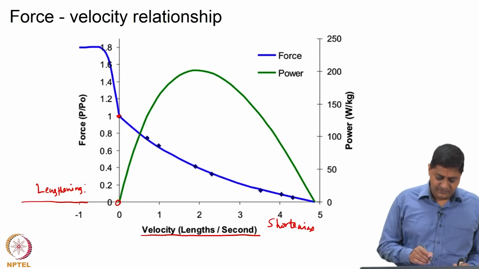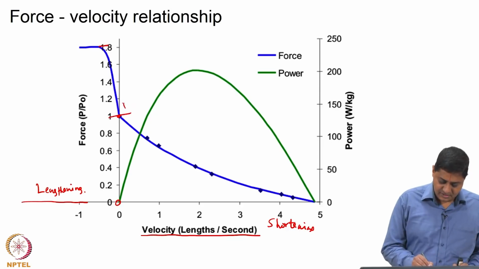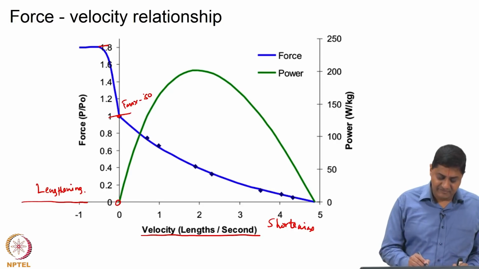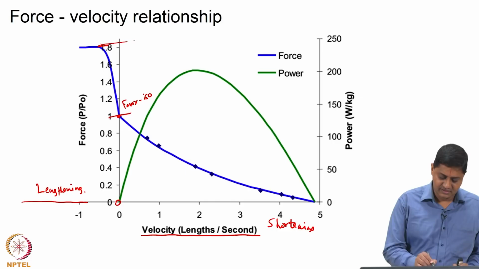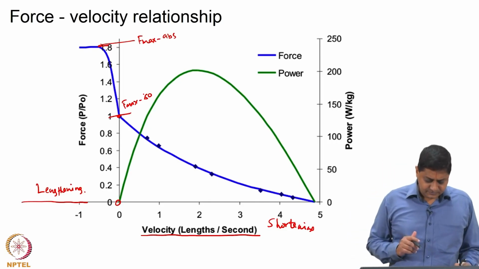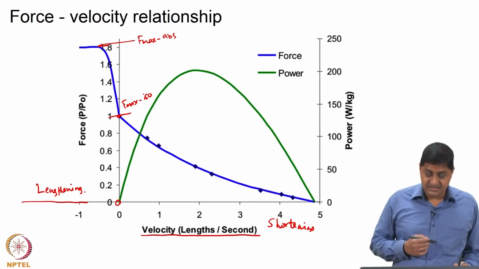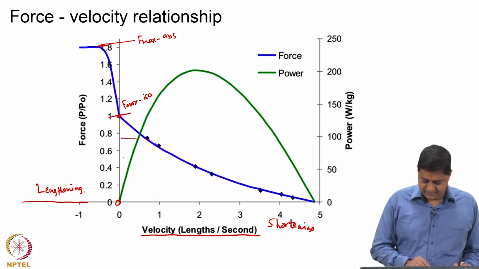When that happens, a different maximum force is produced. I am going to call that force the F max isometric, and this is the F max absolute. This is the absolute maximum force that can be produced, that happens as the lengthening increases. But then as I want to change the velocity, as I want to increase the velocity, the force that can be produced drops down quite quickly, right.